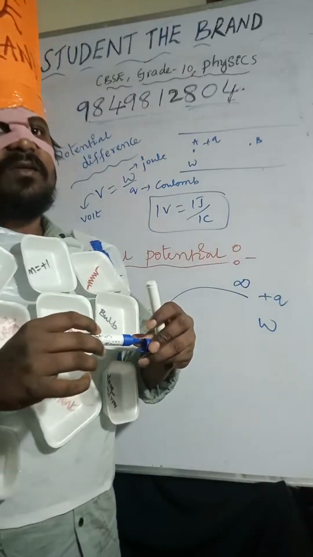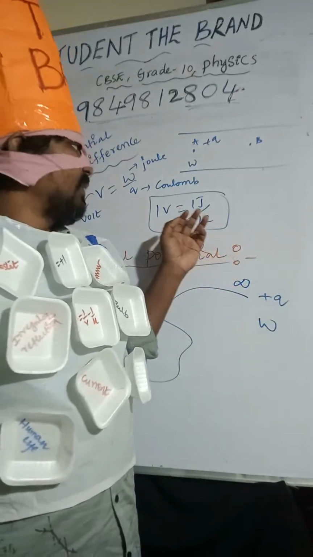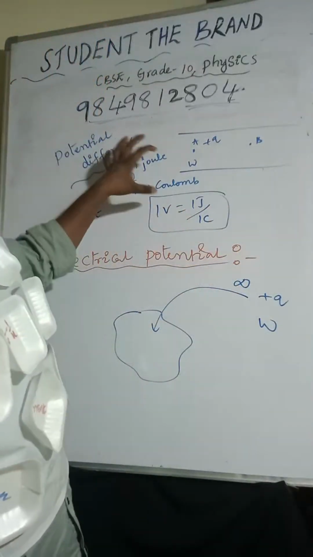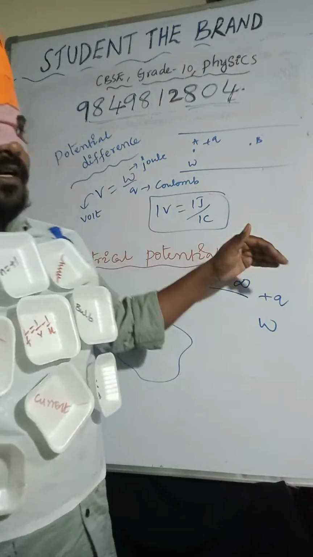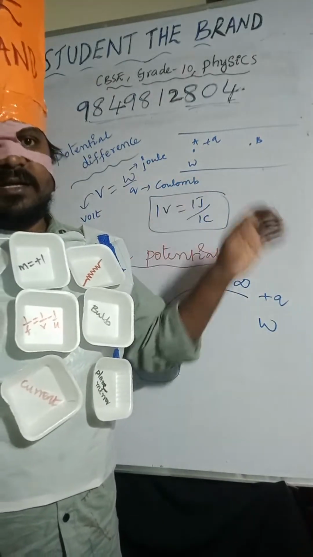The formula is the same, V equals W by Q. So 1 volt is 1 joule of work done to bring 1 coulomb of charge from one point to another point within the conductor, which is called potential difference. From infinity to the required field is called electrical potential. Okay, so next one.